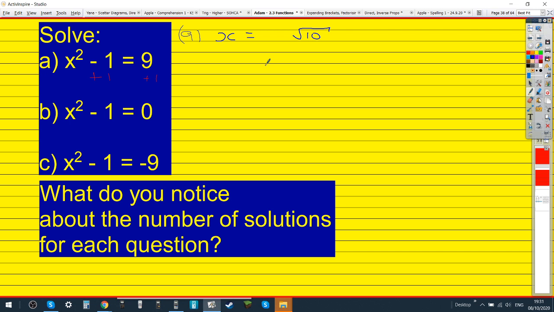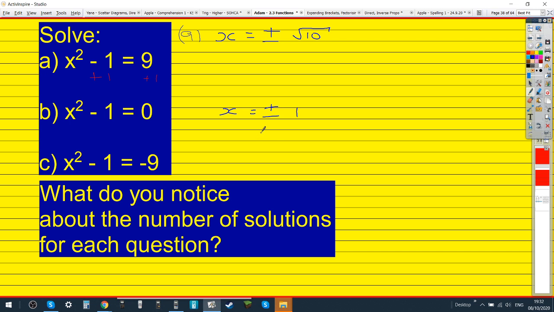Is there another very similar one? Would it be plus or minus? Yeah. Square root of 10 squared gives you 10, and minus square root of 10 squared could also give you 10. Yeah. Next one. So it'd be x squared equals 1, so it'd be plus or minus 1. So x equals plus or minus 1.